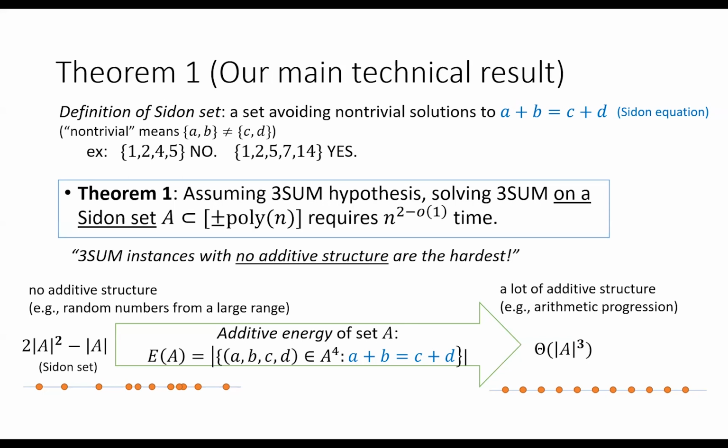So our theorem 1 says that the threesome problem on a Seidel set is already as hard as the general case. So this could be very useful for designing fine-grained reductions from the threesome problem, because instead of starting from an arbitrary threesome instance, we can conveniently assume that the instance we have is a Seidel set, which we'll see can be very helpful.